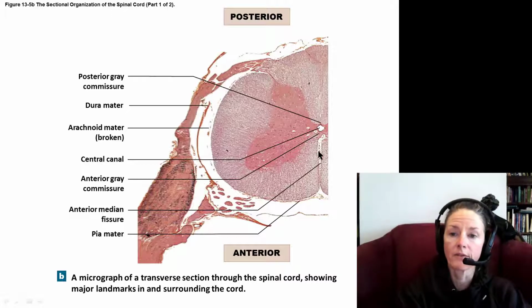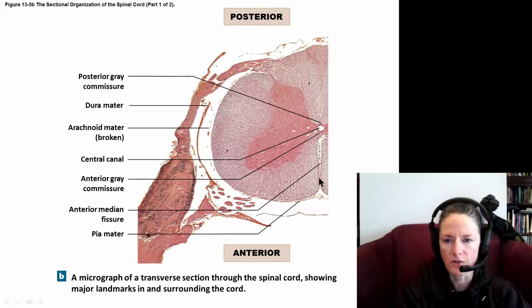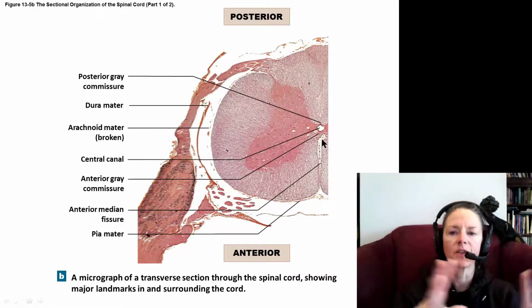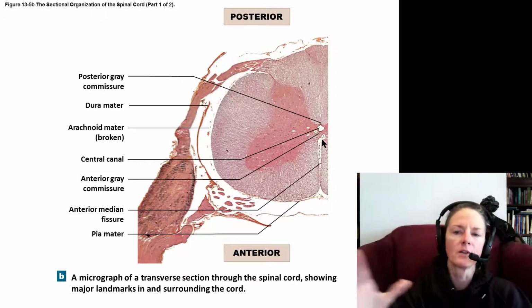We will also have an anterior white commissure which passes just posterior to the anterior median fissure, this large groove here, and just in front of the anterior gray commissure. So our anterior white commissure would be right here. And if you remember from before, a commissure is a crossing over, like a bridge.